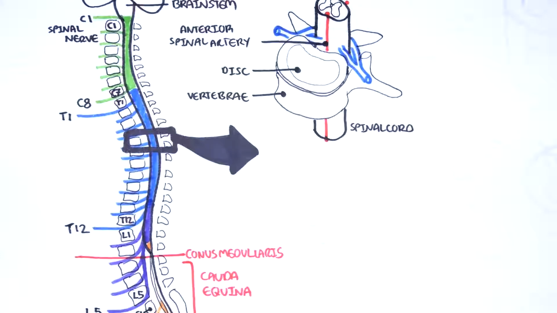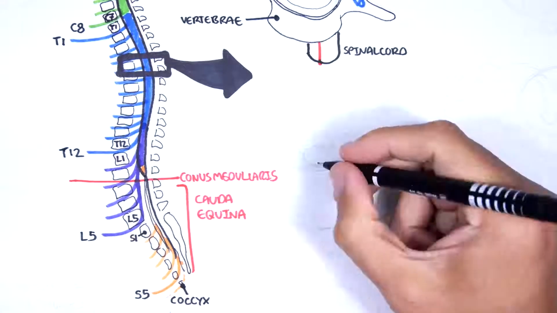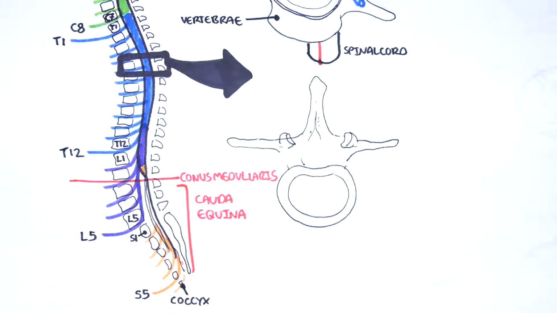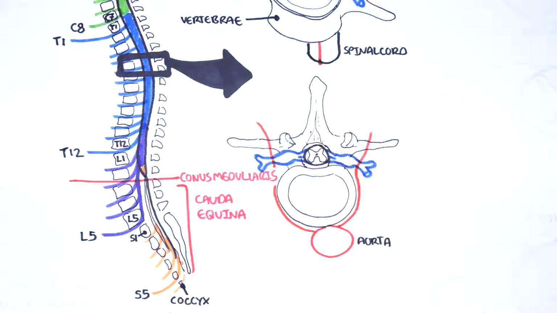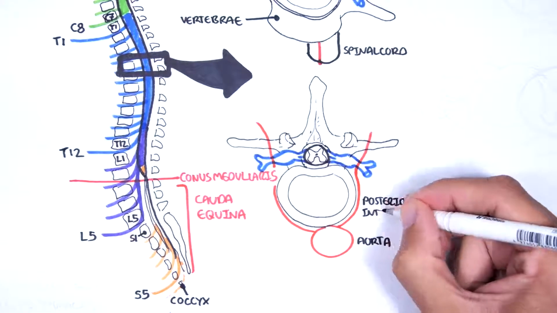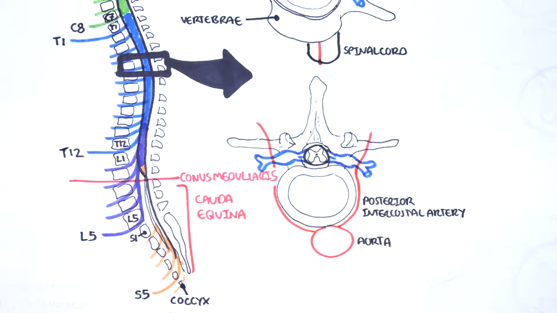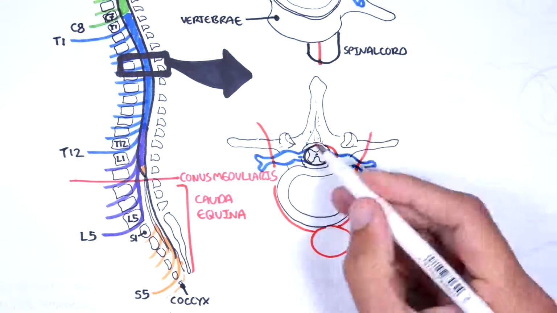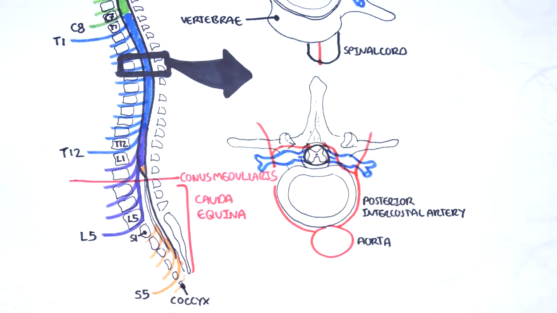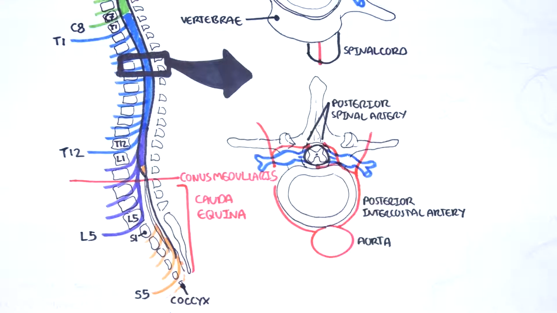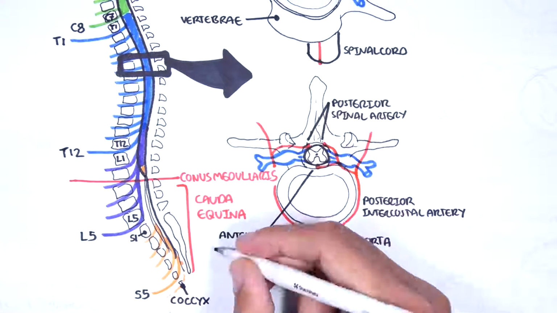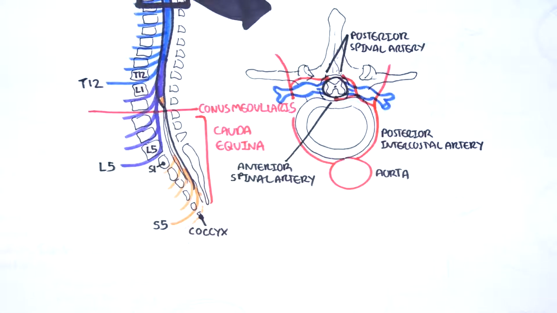Let's look at a superior view of the thoracic spinal cord and vertebra now. Anterior to the vertebral body is the thoracic aorta. Now the thoracic aorta have posterior artery branches called the posterior intercostal arteries, which will supply the ribs. The posterior intercostal arteries branch to form the posterior spinal artery and also gives rise to the anterior spinal artery in the thoracic section of the spinal cord.